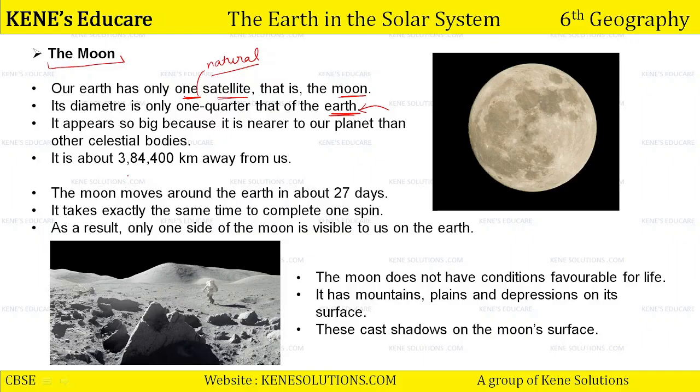Okay, after watching the diameter and all the other specifications of the Earth as compared to the Moon, coming back to Moon, it appears so big, right? You can see Moon very clearly, almost every day in the sky, because it appears so big because it is nearer to our planet. It's a little closer than any other celestial body. It's a satellite, right? It's near to us, and that is why it appears so big to us. It is nearer to our planet Earth than other celestial bodies.